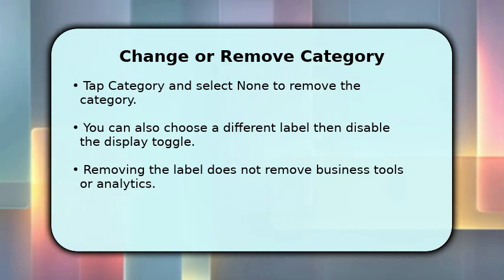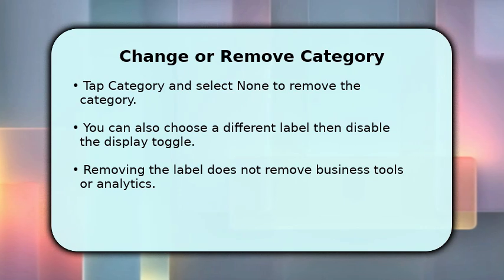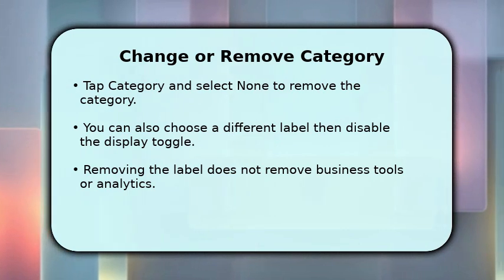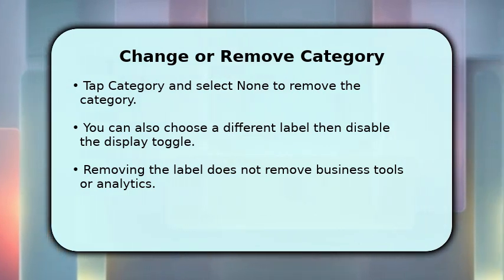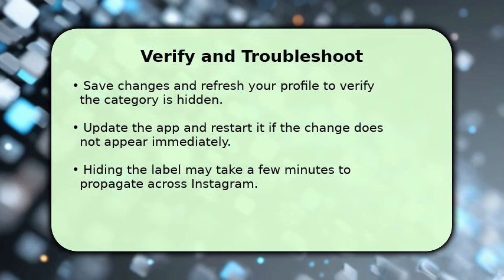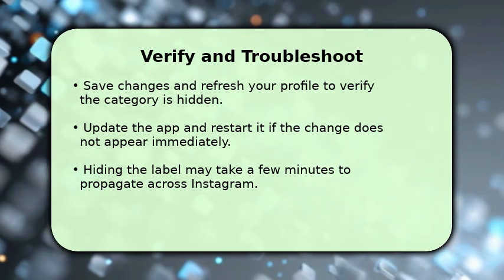Remember that removing the visible label does not disable business tools, contact buttons, or insights for your account. Those features remain active. After making your selection, use the Save or Done button to confirm the changes immediately. After you tap Save or Done, refresh your profile page to confirm the category label is hidden.